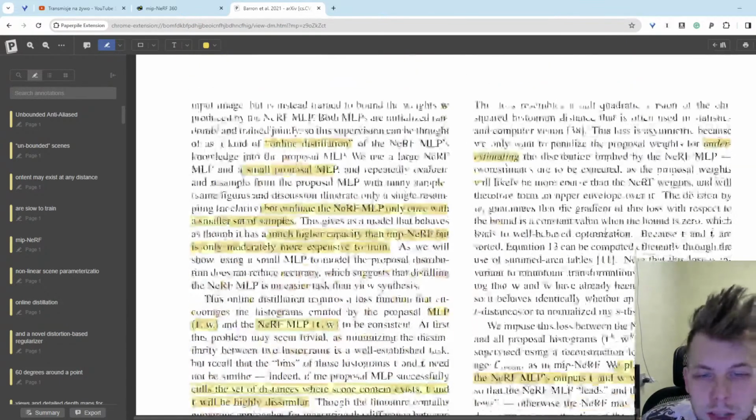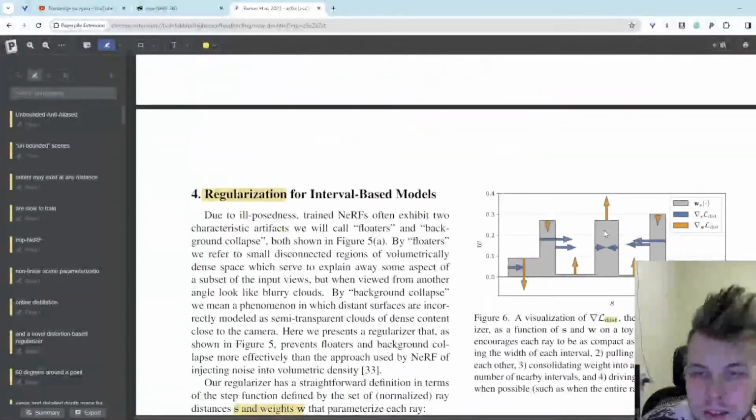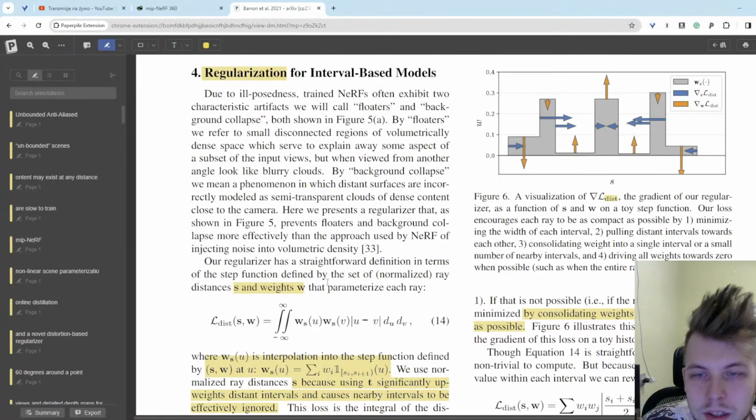And then the third main idea that they added is this new regularizer that they introduce here, that is pushing the distribution of the densities to be more of a step function. So this picture is the best visualization they have for that. So this new regularizer is eliminating floaters effectively.